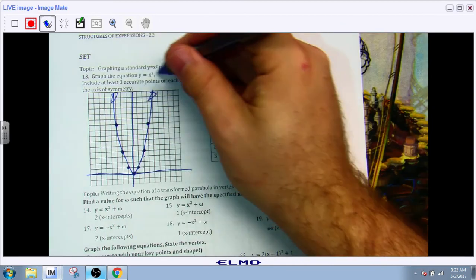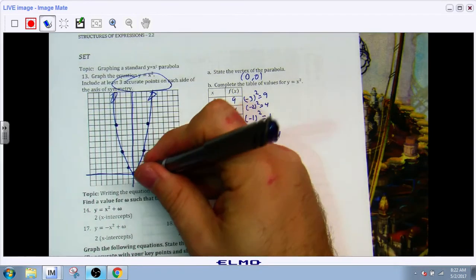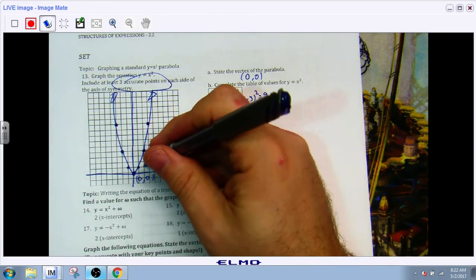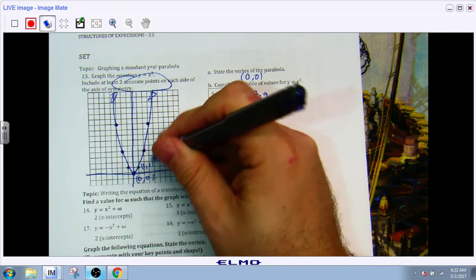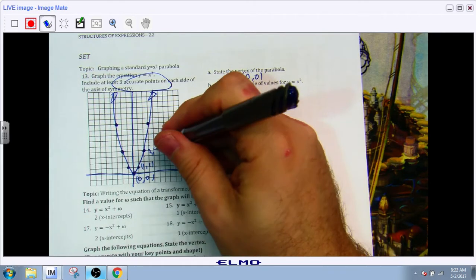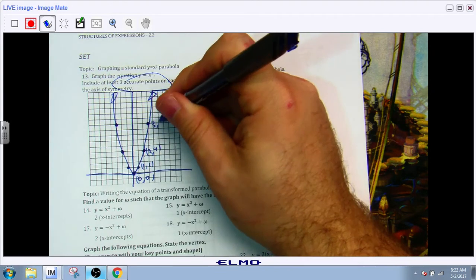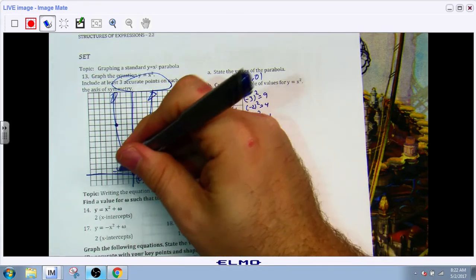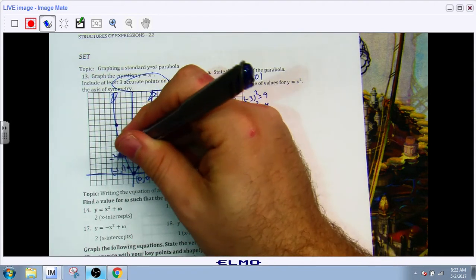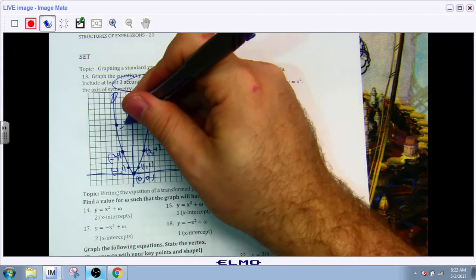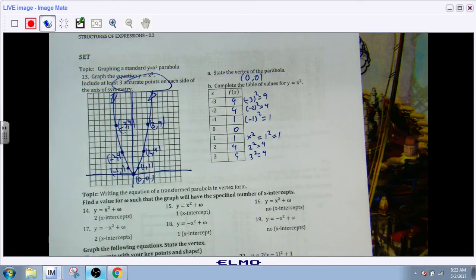It says include at least 3 accurate points. Let's actually include those points. This is 0, 0. This is 1, 1. This is 2, 4. And this is 3, 9. And this is negative 1, 1. This is negative 2, 4. And this is negative 3, 9. And there's my parabola.